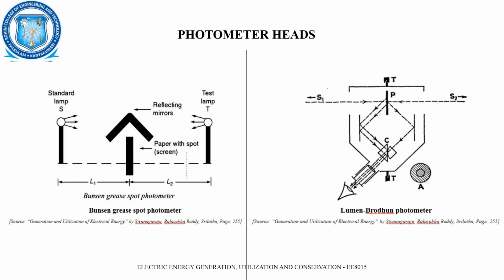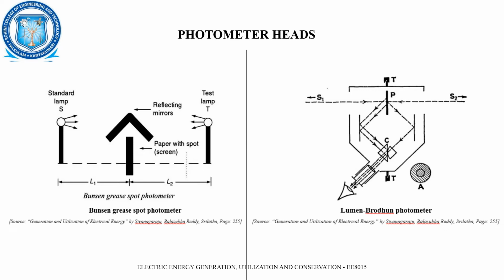That is where the brightness at this side of the screen and the brightness of this side of the screen are getting equal. Only at that position L1 and L2 have to be noted. At that time we can say what the illumination level has to be. Based upon the standard lamp, the test lamp can be standardized in this manner. In the Bunsen grease spot photometer, the Lummer-Brodhun photometer is an advantageous one through which you are going to view the brightness level comparison with the help of a microscope.